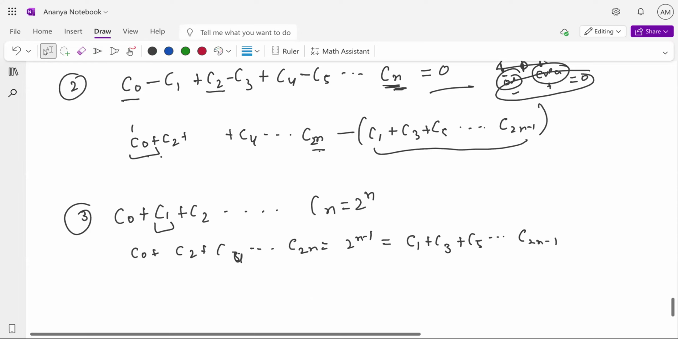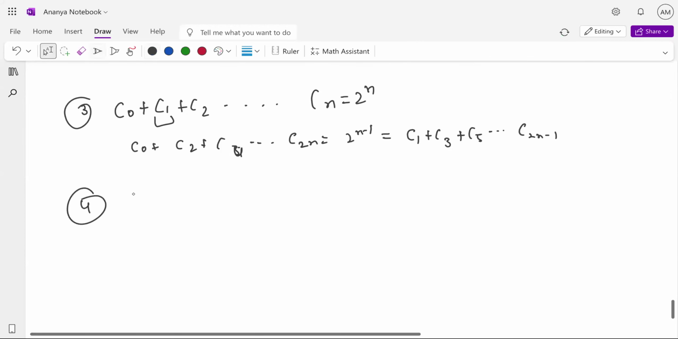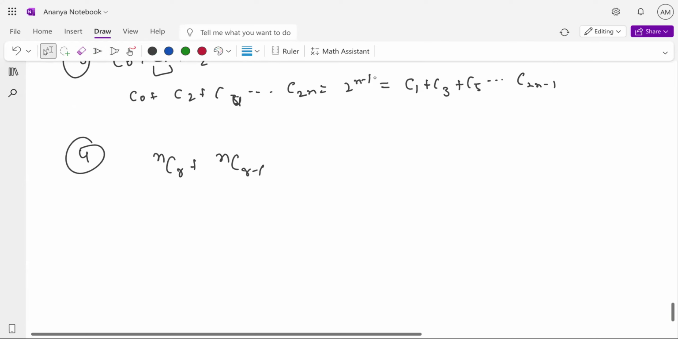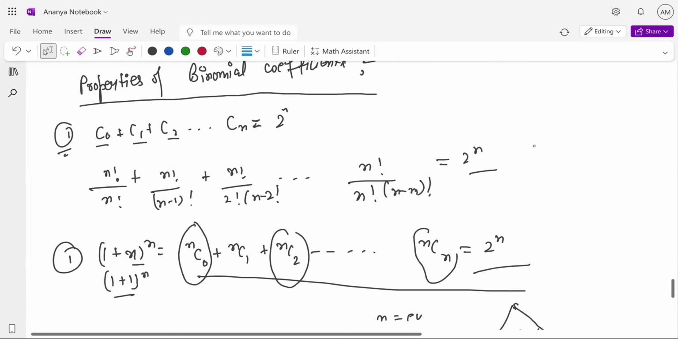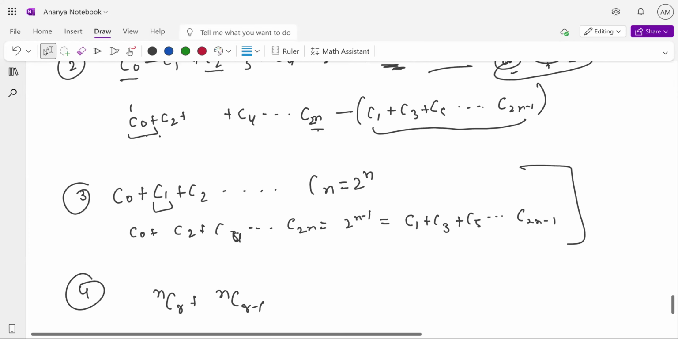Wait. Maybe one more property on the basis of r we can have: nCr plus nC(r minus 1). Let me calculate this. Sir, I have a doubt in the above question. This one, yeah, this above one. Should the third property be like C0 plus C2 plus C4 and so on till C2n, right? Yeah. Okay, yeah, clear, sir.